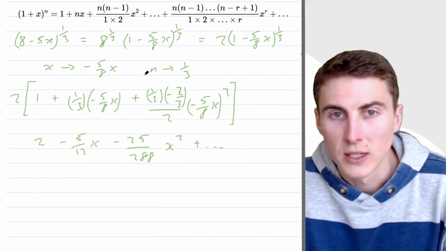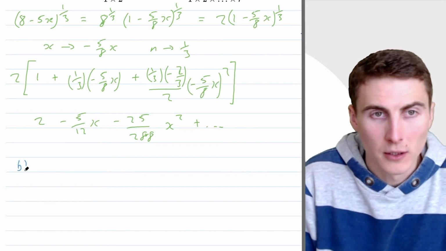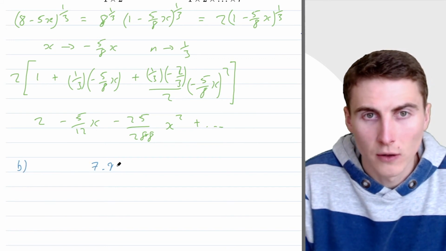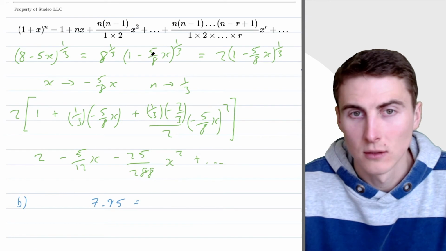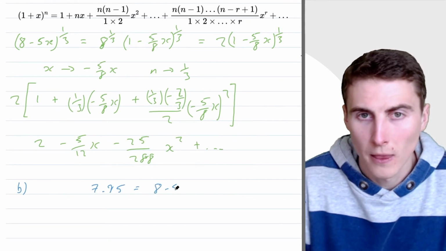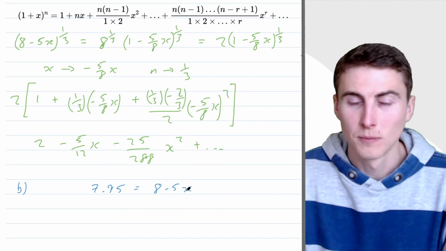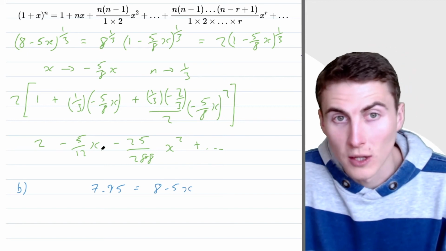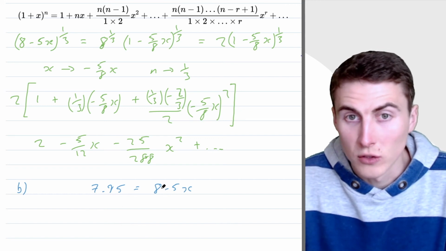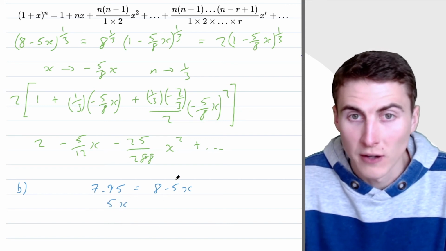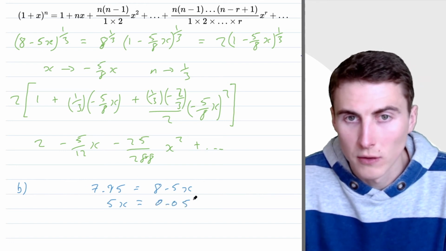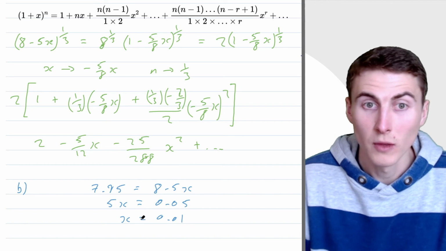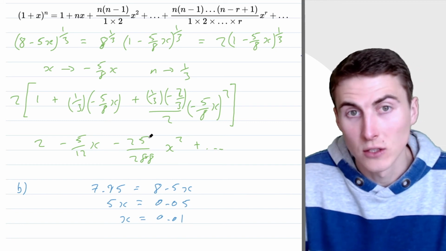So what we're saying really for part B is that 7.95 is equal to 8 minus 5x, because it's the bit inside the bracket. And we need to find out what our value of x is. And once we know what x value that is, we can plug that into here. So we can just rearrange this a bit by bringing the 5x to this side, and then doing 8 take away 7.95, we get 0.05. Then we can divide both sides by 5, and we get that x is 0.01. So now we can plug this into here.